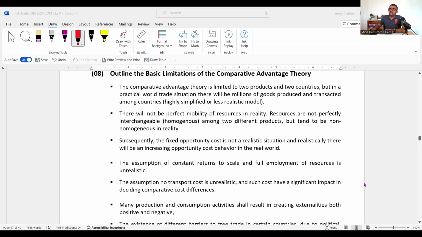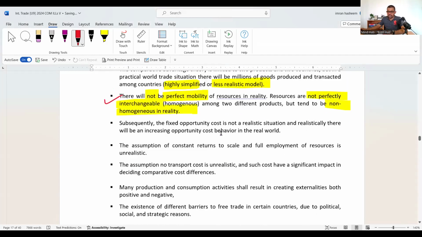The first limitation argues that this is a highly simplified and less realistic model. Why? We only take two products and two countries. Okay. The second limitation is that there will not be perfect mobility of resources, which is also true. In the real world, resources are not perfectly interchangeable. So they are not homogeneous, and they tend to be non-homogeneous in reality, right? So two limitations, very easily we can understand, again connected with the assumptions.